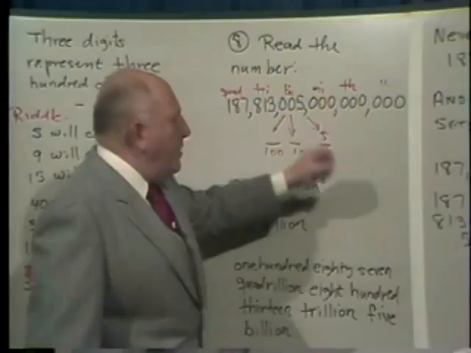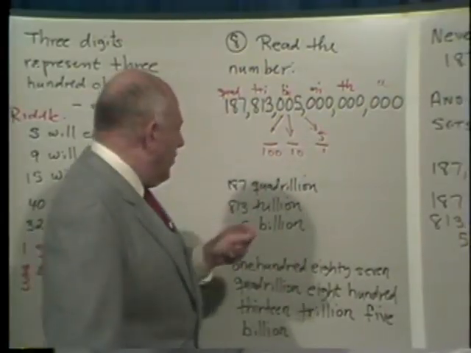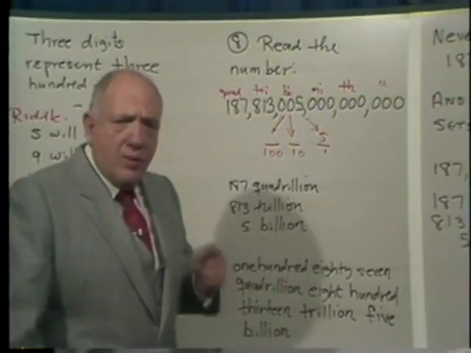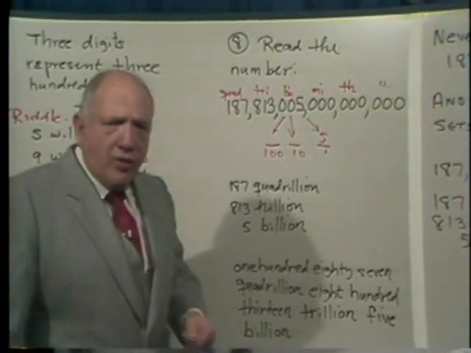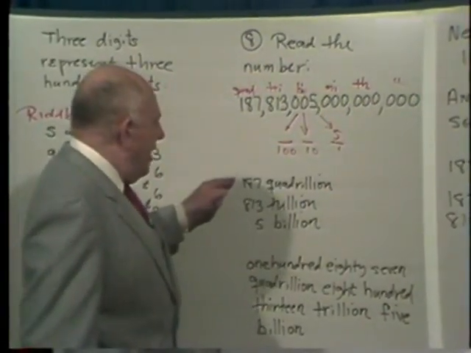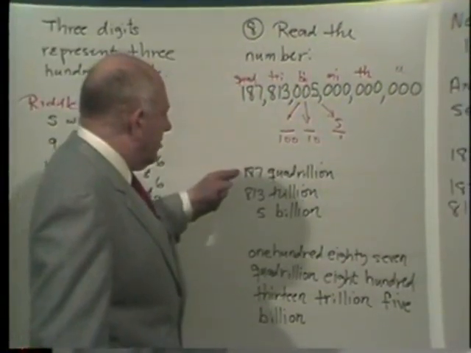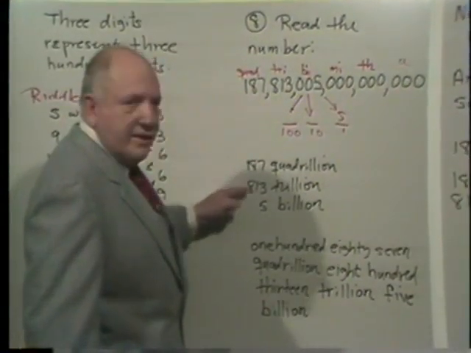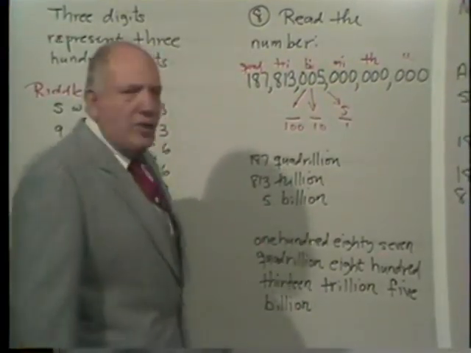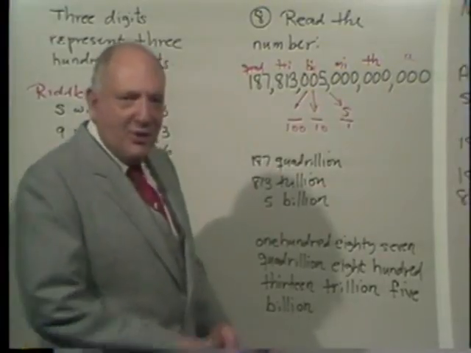We don't say, and no millions, no thousands, no units, because the absence of those denominations, when we're naming the nouns, as soon as we don't name a denomination, we have none. In other words, the way you read this number is 187 quadrillion, 813 trillion, 5 billion. That's the way you read it. So you don't say, and no millions, and no thousands, and no units.